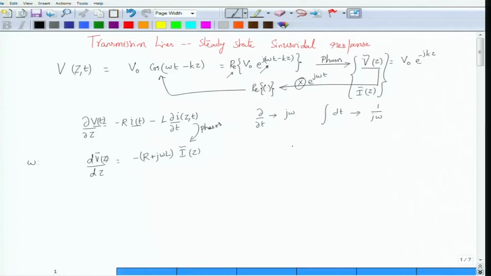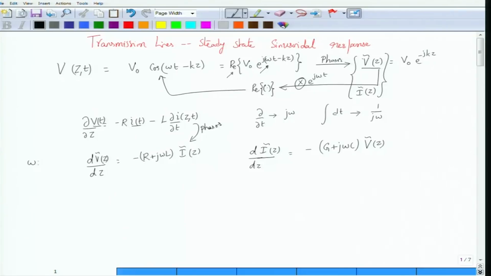A similar equation can be written for the current phasor, which is dI of z by dz, given by minus (G plus j omega C) times V of z. Hopefully this makes sense, because this conductance times voltage must give you the current, and then j omega C into V is nothing but C into del V by del t, which would essentially be the current through the transmission line. So these are the two coupled first order differential equations.